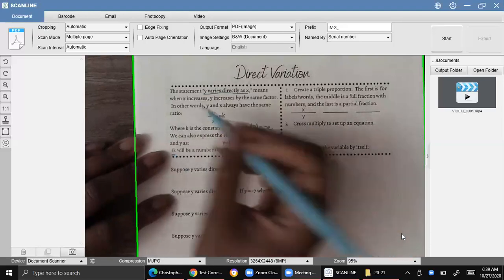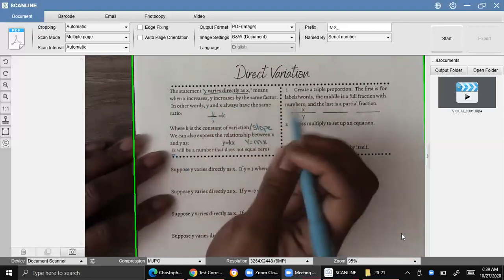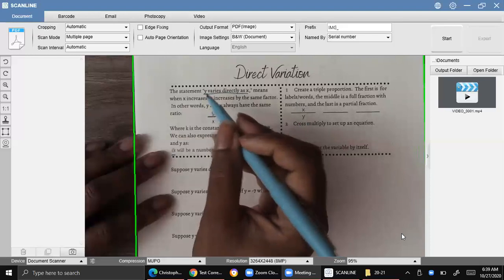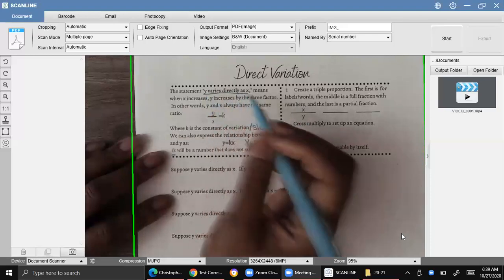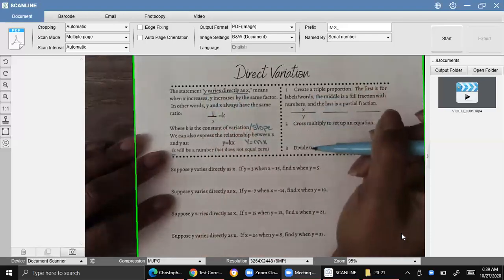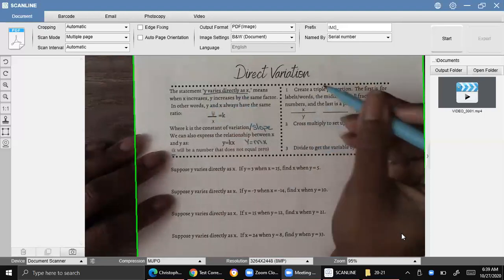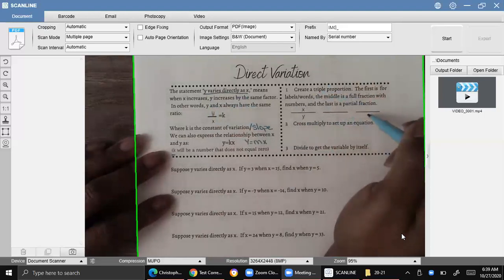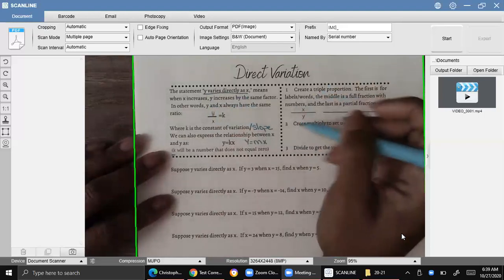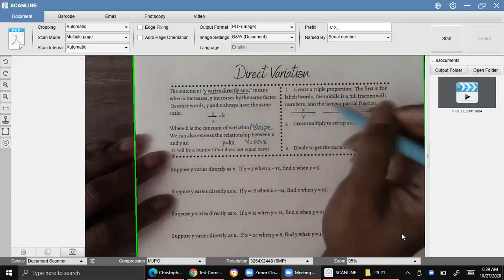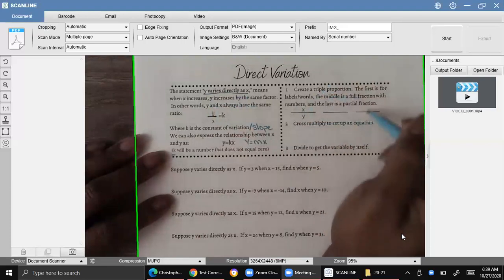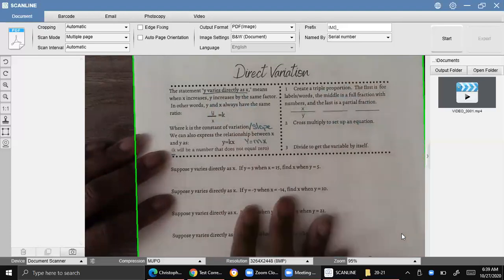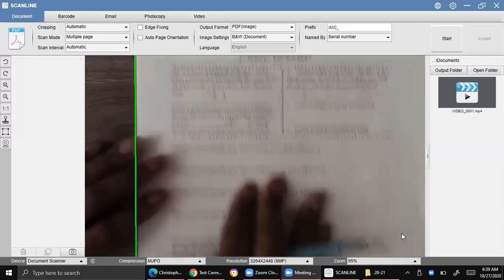All right, so when you are solving direct variation problems that include the statement y varies directly as x, there's 3 simple steps to getting your answer, and I'm going to go through these. So the first step is create a triple proportion, which is a 1, 2, 3, and then the first is your labels or words. Secondly will be your full proportion. And thirdly will be a partial proportion because you'll be missing either the top or the bottom, and that's what you're solving for. So let's go through the steps, and I'm going to do some examples.